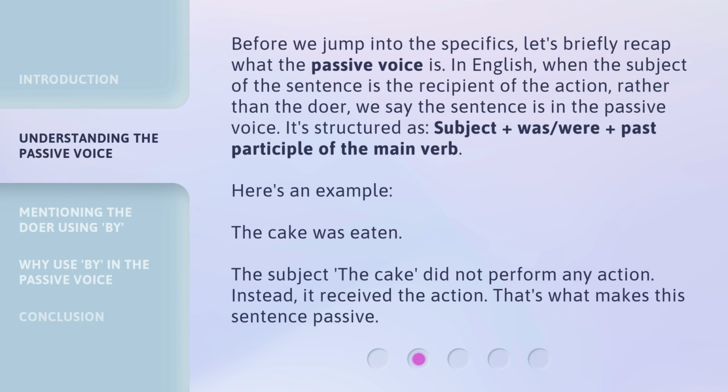Before we jump into the specifics, let's briefly recap what the passive voice is. In English, when the subject of the sentence is the recipient of the action, rather than the doer, we say the sentence is in the passive voice. It's structured as subject plus was, were plus past participle of the main verb. Here's an example. The cake was eaten. The subject, the cake, did not perform any action. Instead, it received the action. That's what makes this sentence passive.